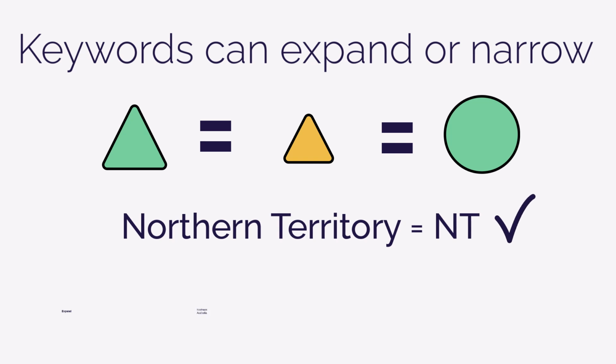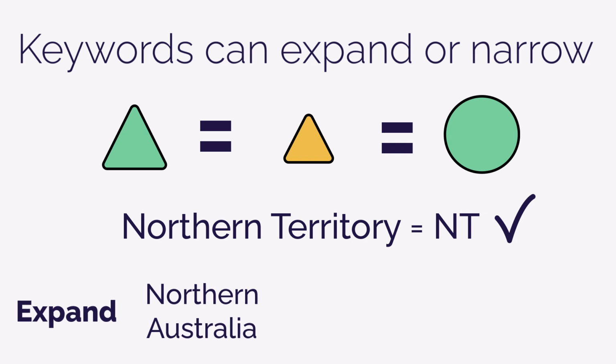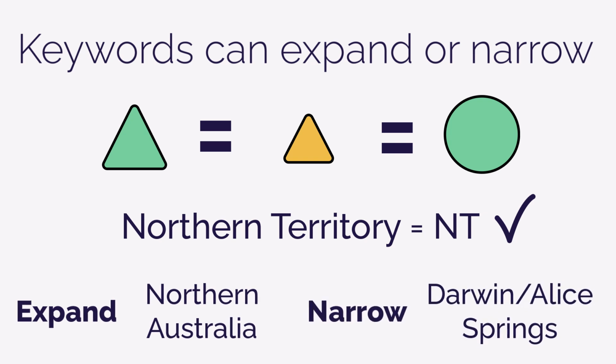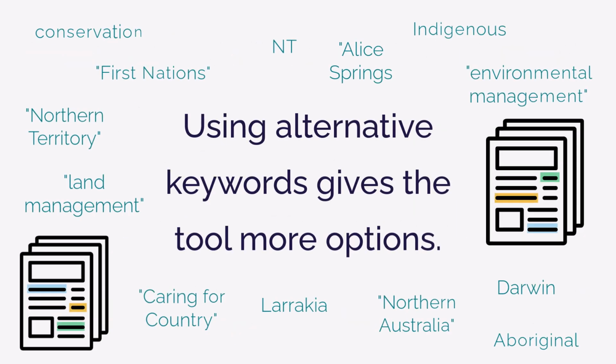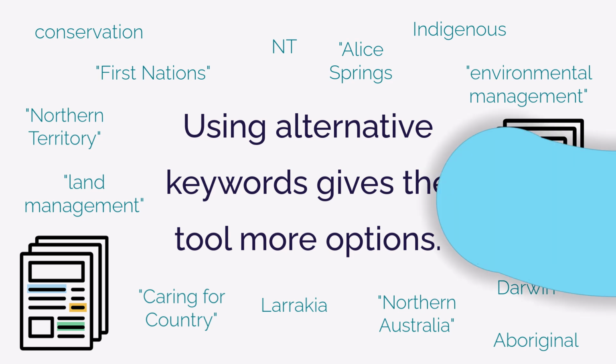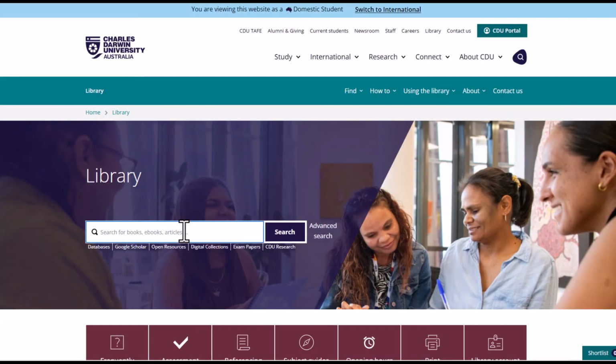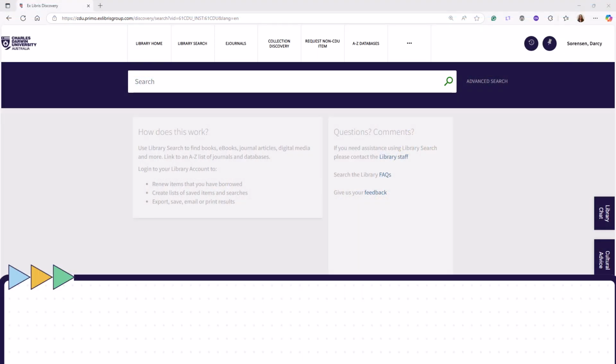You can also expand using broader terms like Northern Australia, or focus using narrow terms such as Darwin or Alice Springs. Using alternative terms helps make sure you don't miss important research just because it's called something different. Now that you have your keywords and alternatives, the next step is to combine them in a way that helps the search tool understand exactly what you want.